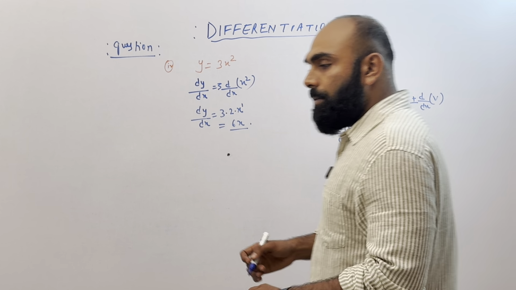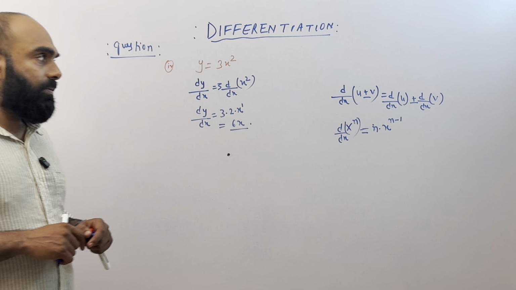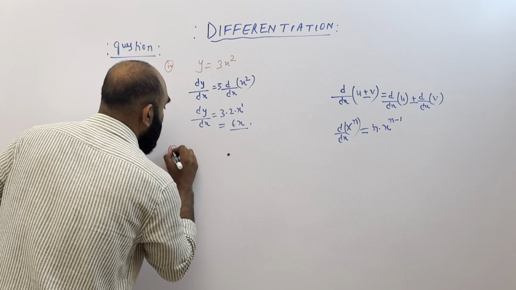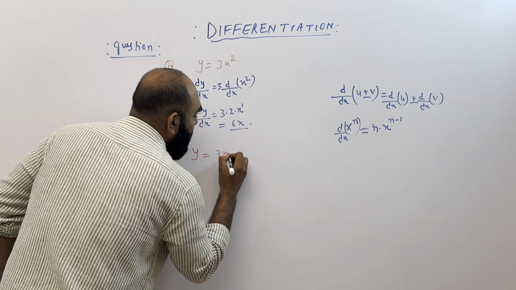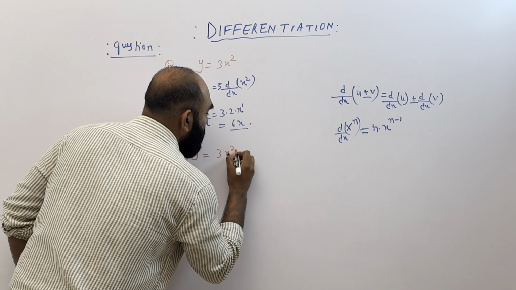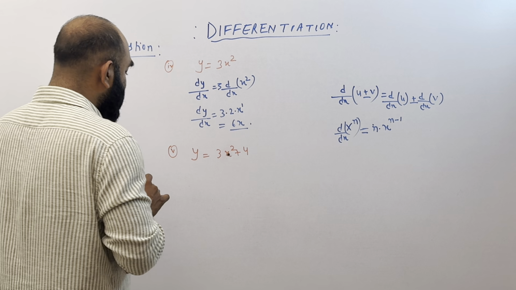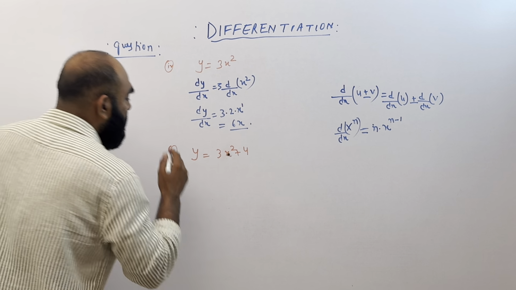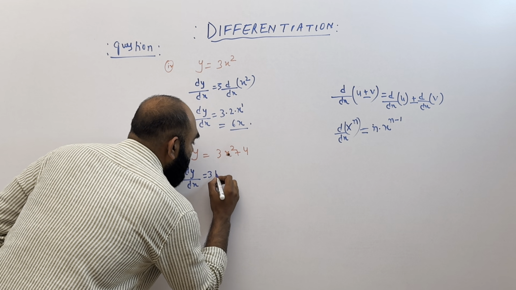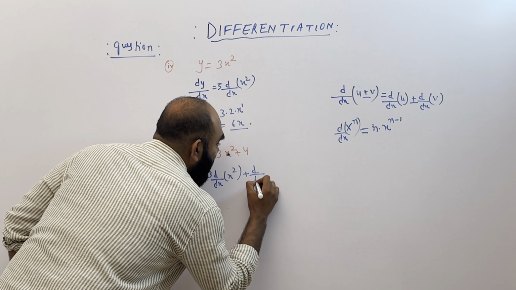Whenever the constant term is multiplied, take the constant term outside and then differentiate it. Sir, if the question is like this one, the fifth one: y is equal to 3x square plus 4. Now, since plus is there, if I have to differentiate dy by dx, what will I do? I will write 3 outside, d by dx of x square plus d by dx of 4.